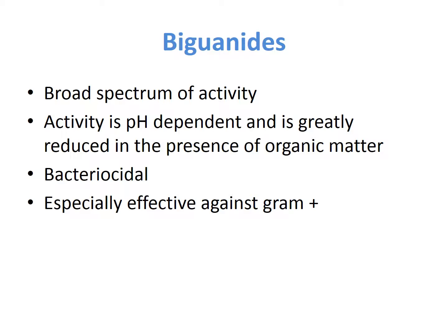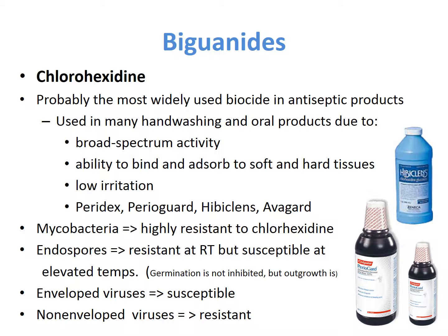Okay, none of these have been sterilants yet. Your biguanides, like your bisphenols, have a broad spectrum of activity. However, activity is pH dependent. Okay, and these compounds are not particularly effective in the presence of organic matter. These are bactericidal, however. They do directly kill bacteria, and they appear to be especially effective against gram-positive bacteria. Your example here is going to be chlorhexidine.